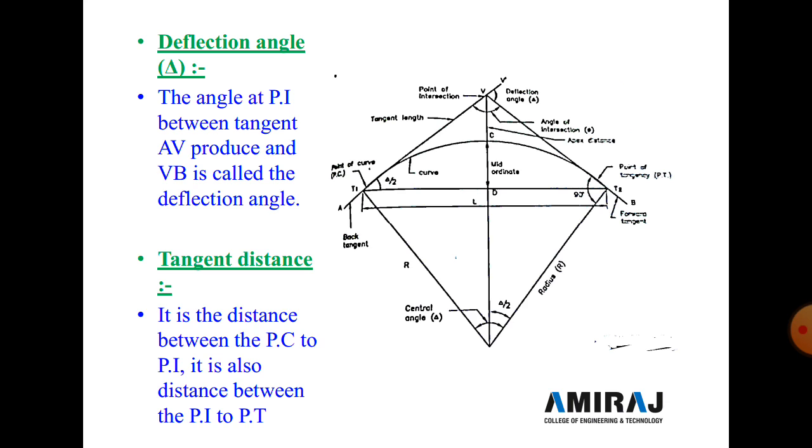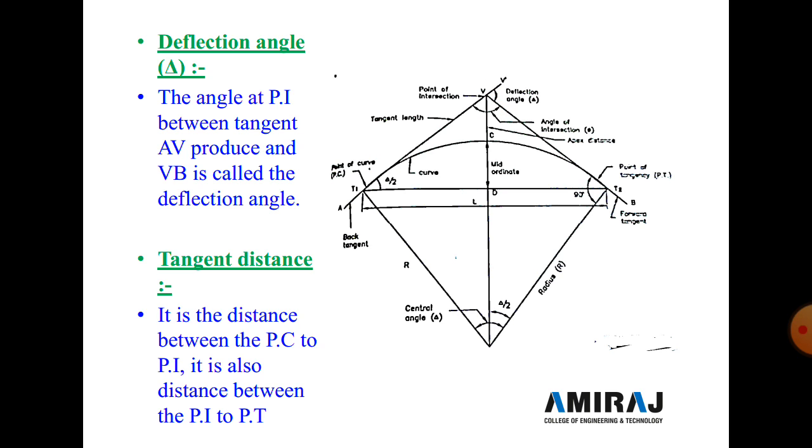Now the deflection angle. So what is the deflection angle? The angle at the PI between AV produced and VB is known as the angle of deflection. So AV is a straight line, and from the V point the line direction is changed. So this angle is the deflection angle.